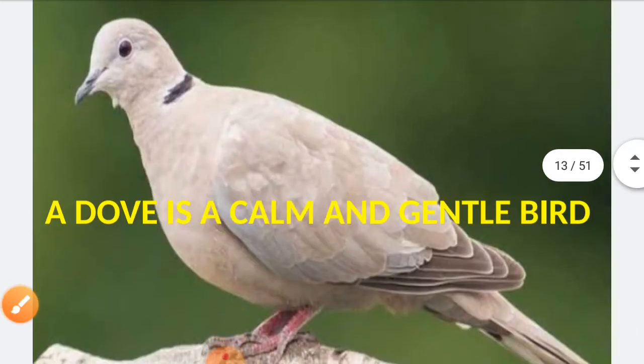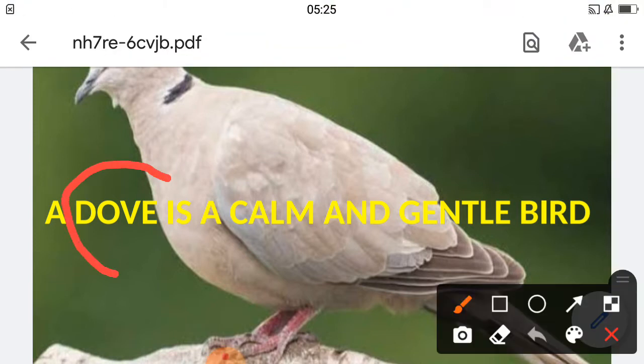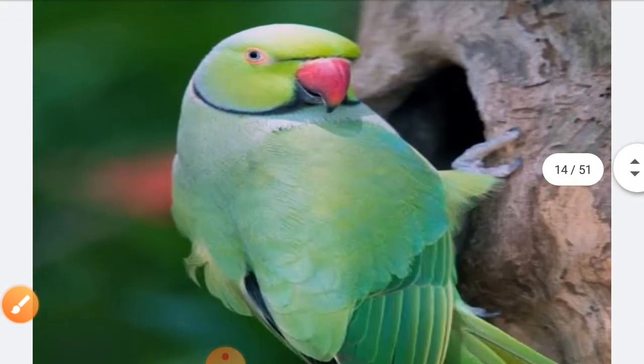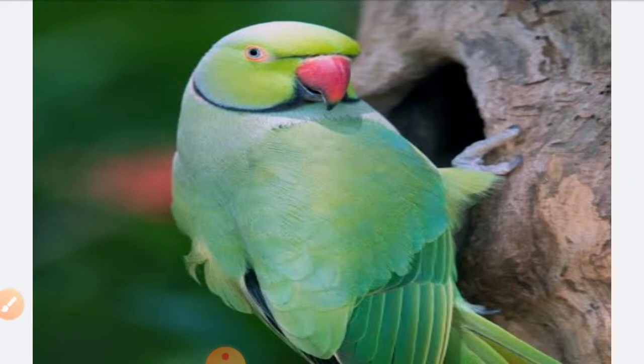So please repeat this sentence. A dove is a calm and gentle bird. So the word is dove. D-O-V-E, dove. Let us repeat the word once again. D-O-V-E, dove.